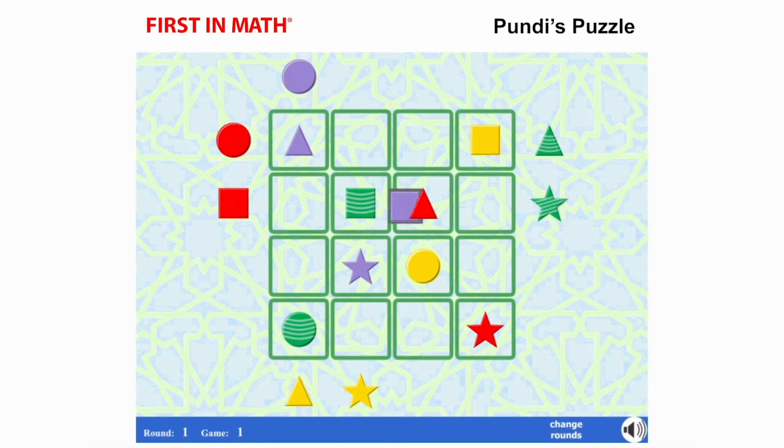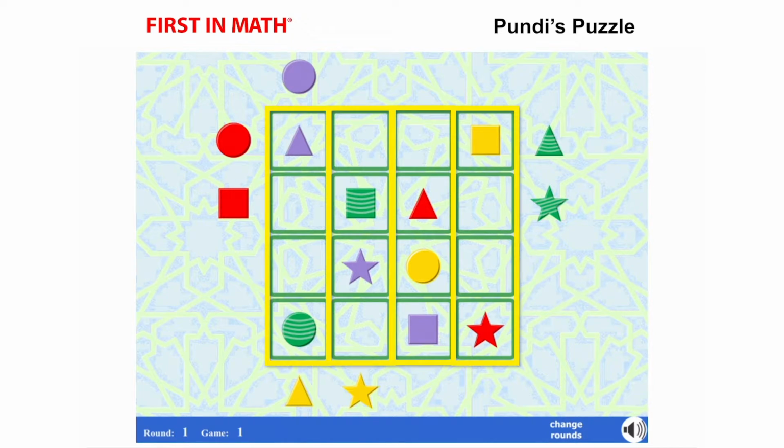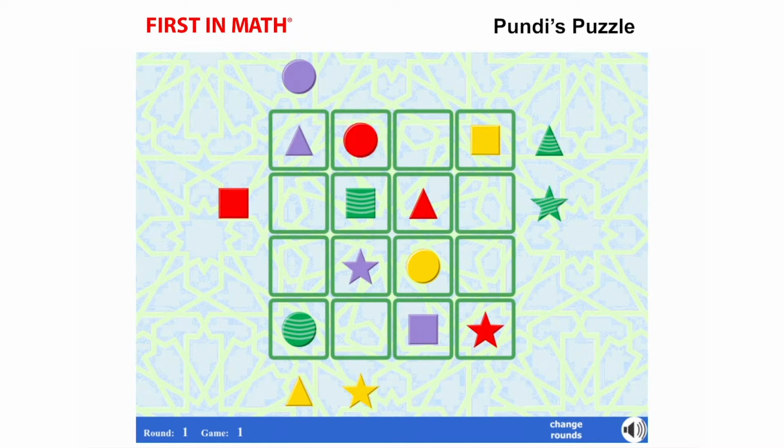Pundi's puzzle is one of our favorite pattern-solving games. The goal of the game is to fill these rows and columns with icons that are all different, meaning there cannot be the same shape or color in the same row, column, or the two major diagonals.